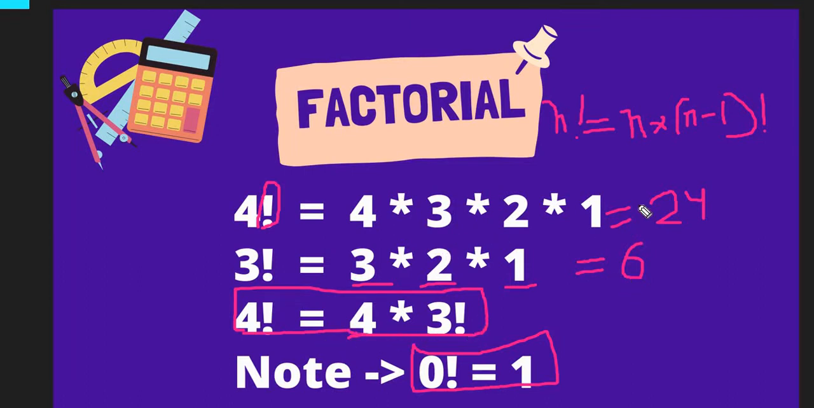Okay, so now I think you know factorial. Just remember 0 factorial is equal to 1 and 1 factorial is also equal to 1. Now with this kept in mind, let's move to PyCharm to create our program.